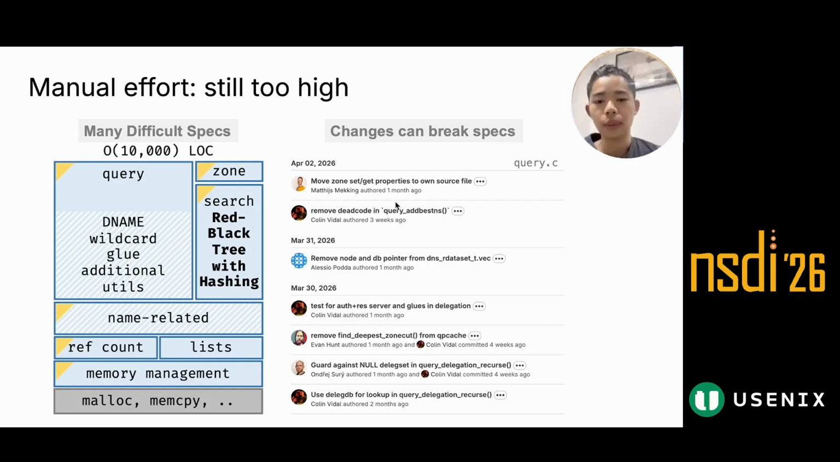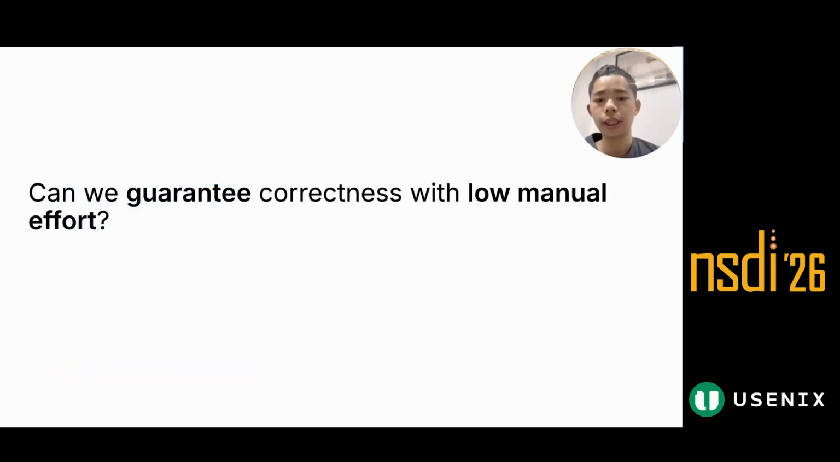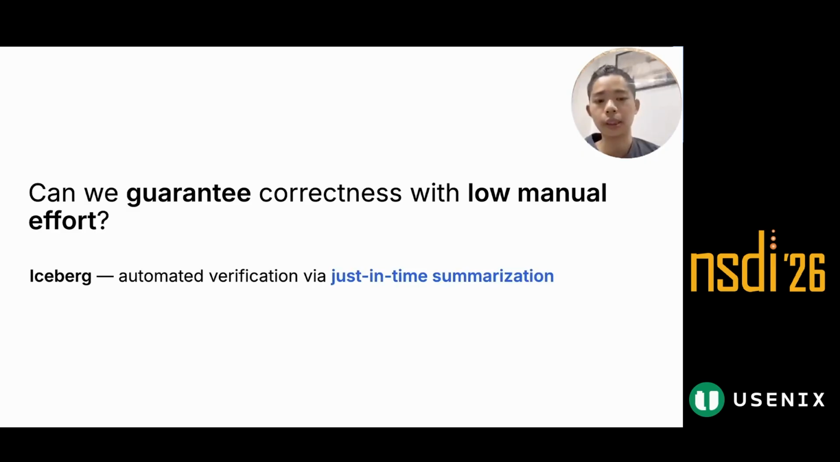And what's worse, writing these specifications requires deep expertise in both formal methods and the specific engine implementation. We estimate that it takes months of work per engine, and the specs can break when the code changes. This does not scale. So, verification gives us correctness guarantees, but the manual effort is prohibitive. Can we get both? This is what we set out to achieve with Iceberg, an automated verification framework for DNS engines with low manual effort.